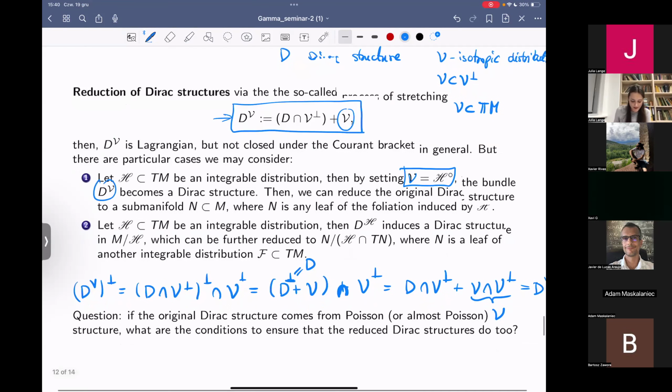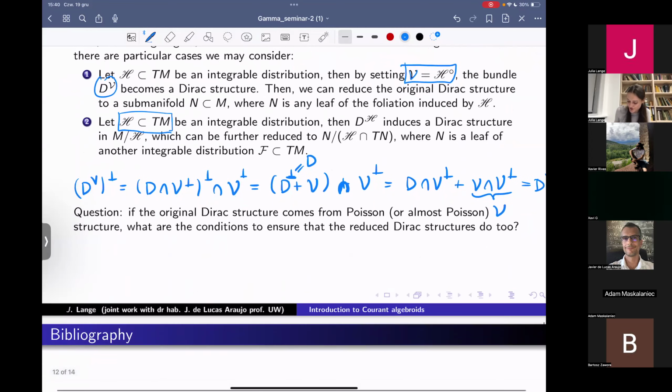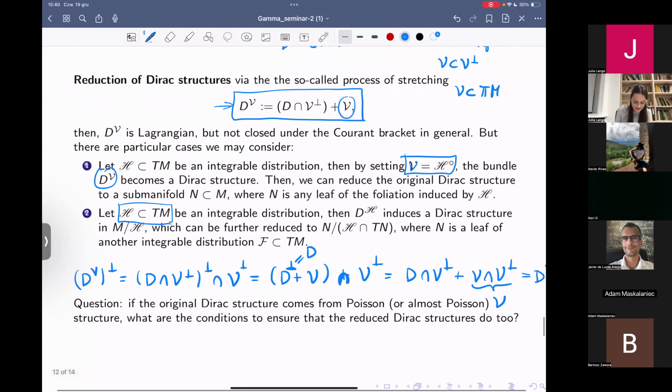Okay. Another example would be, once again, we consider some distribution in Tm, which is integrable, and then our stretched Dirac structure bundle induces a Dirac structure on M over our distribution H. And this can be further reduced to this space.